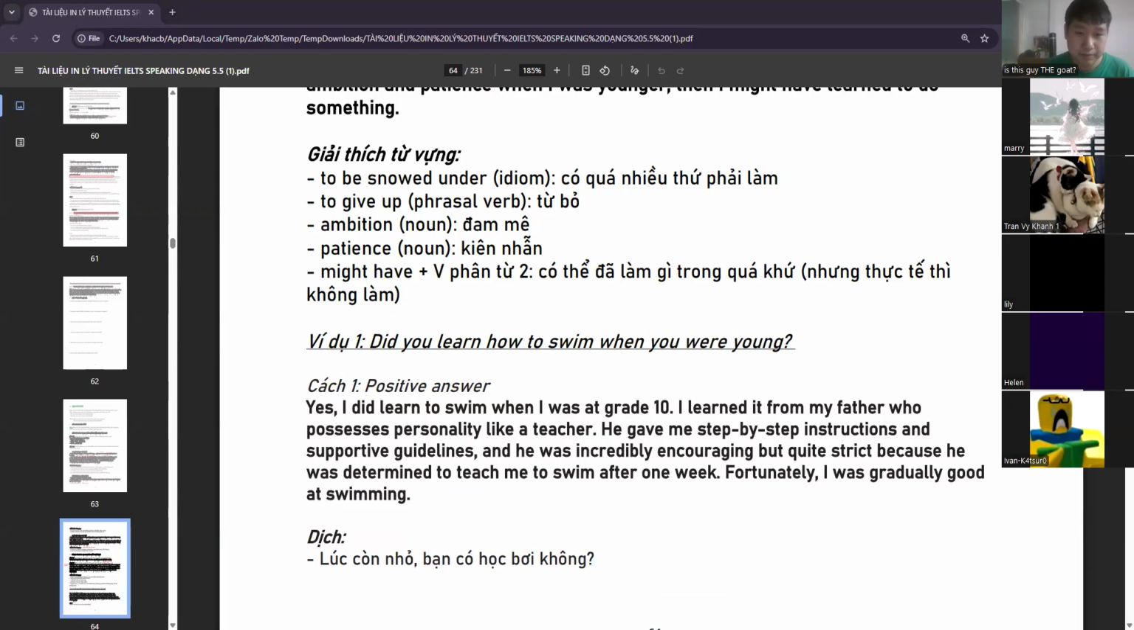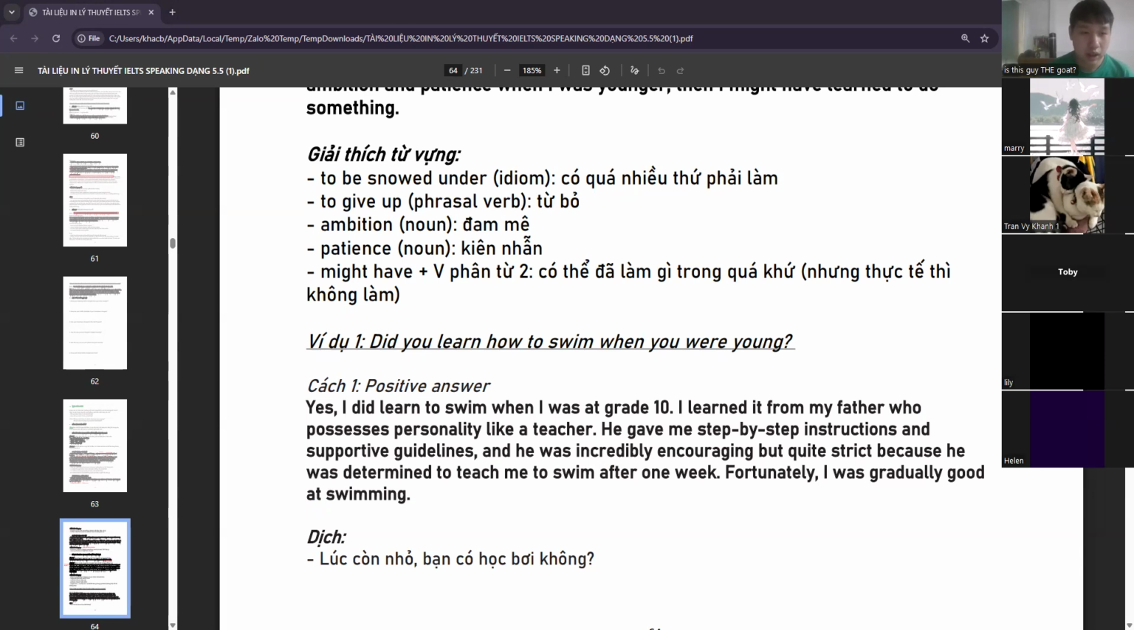Just depends. So yes, because I did learn to swim when I was 6. I learned it at a swimming academy from a teacher named Guang. He gave me instructions and told me the types of swimming. And yeah, he was quite strict. So gradually I became better at swimming thanks to him.